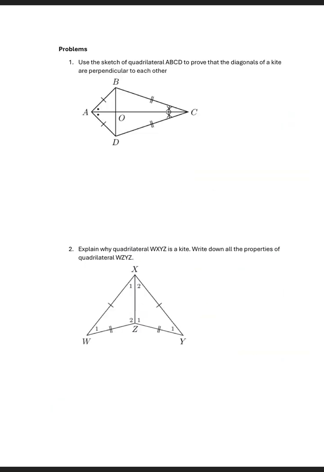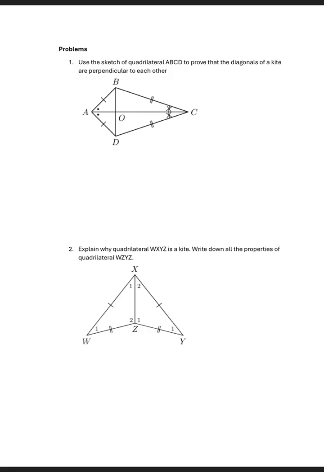Next. So now we're going to use the properties to solve the following problems. The first problem says: use the sketch of quadrilateral ABCD to prove that the diagonals of a kite are perpendicular to each other. In order to prove this, we need to show that they form a 90-degree angle with one another, right?